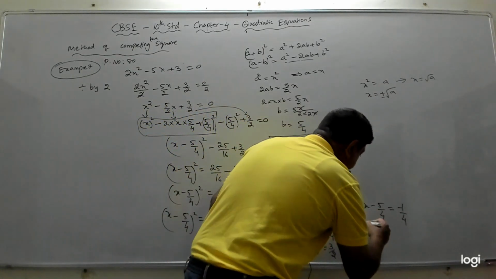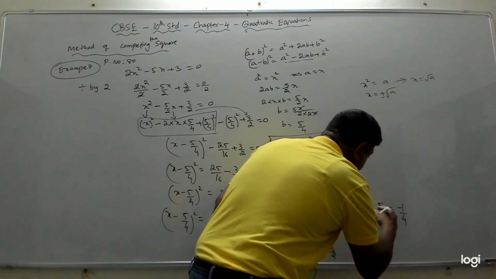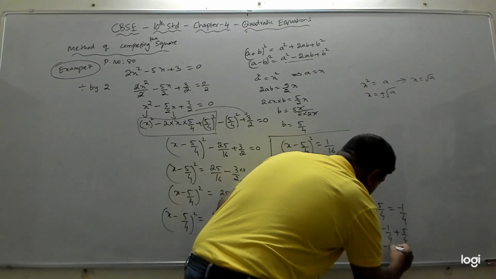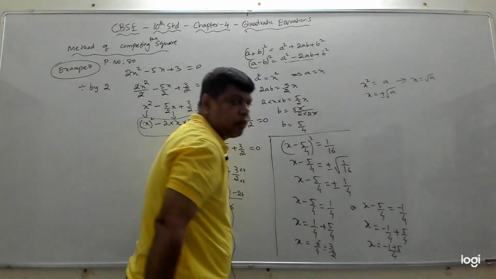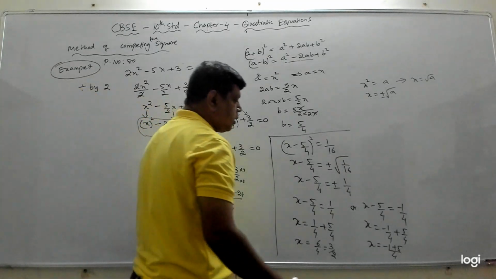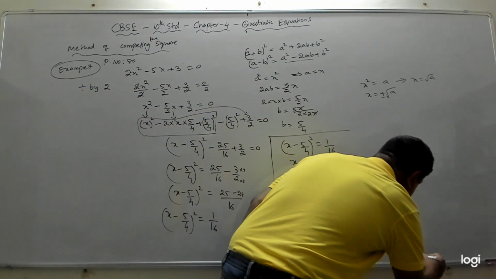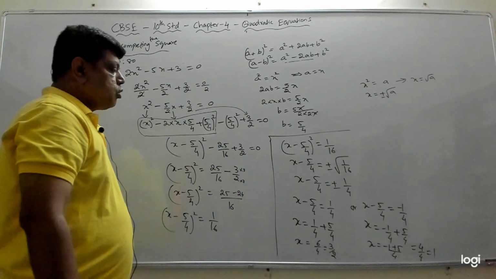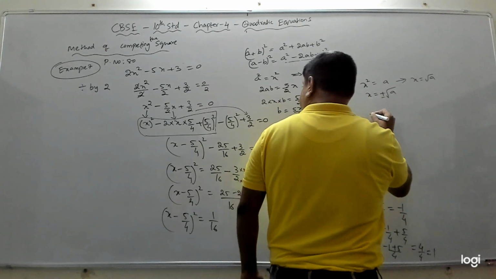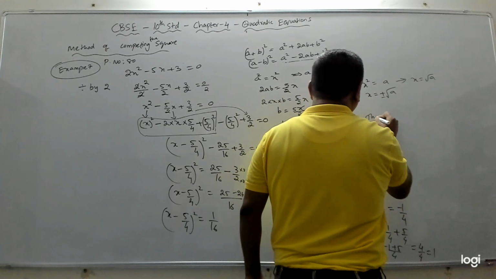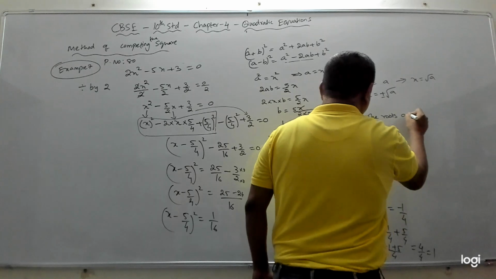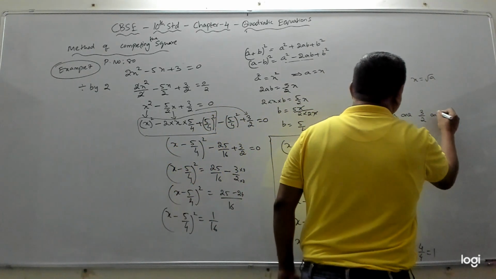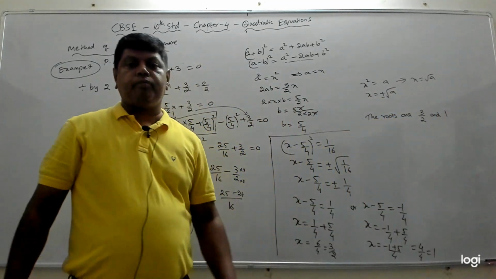Now again here, x is equal to minus 1 by 4. This minus 5 by 4 goes here, it will become plus 5 by 4. You will get x is equal to minus 1 plus 5 by 4. Minus 1 plus 5 by 4 will become 4 by 4, which means x is equal to 1. Right? So our answers are the solution, the roots are 3 by 2 and 1.